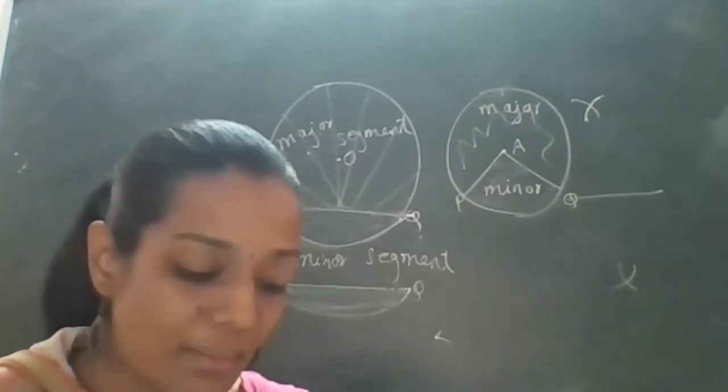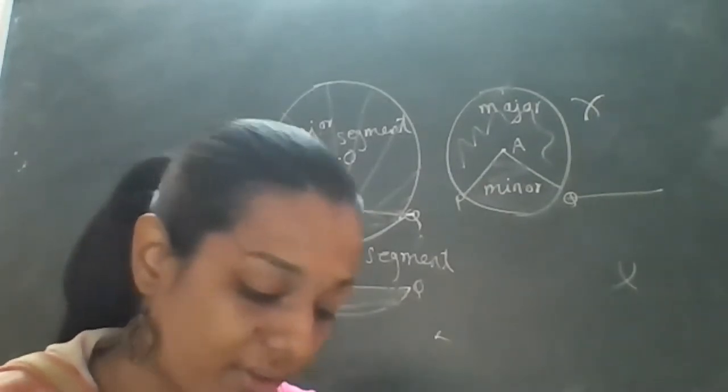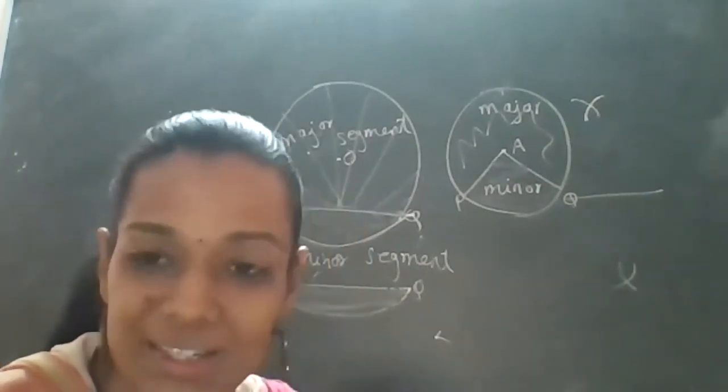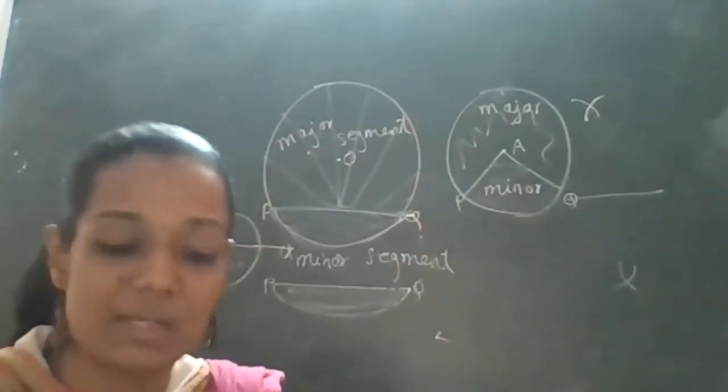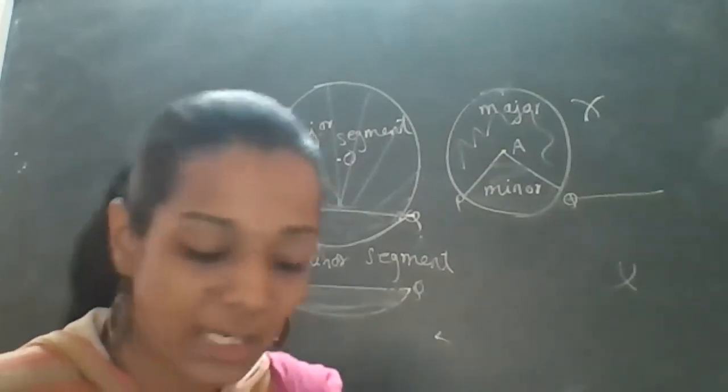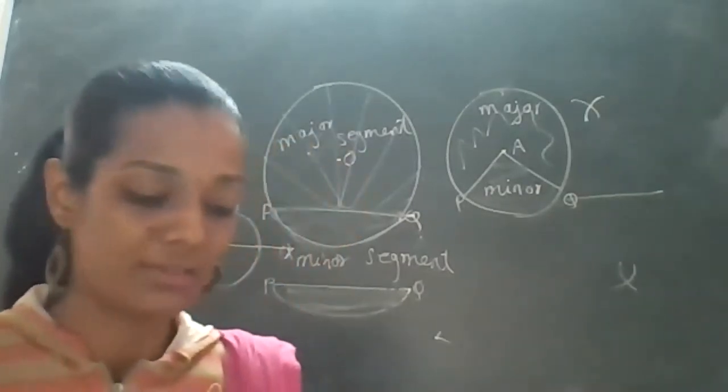Now, sixth number is given. A circle is a plane figure. True. It will be in a plane, right? It will become the plane figure. True. Okay, it will become the true answer.